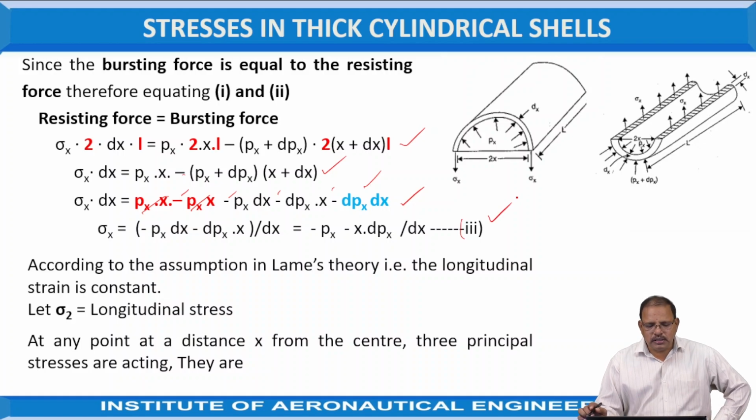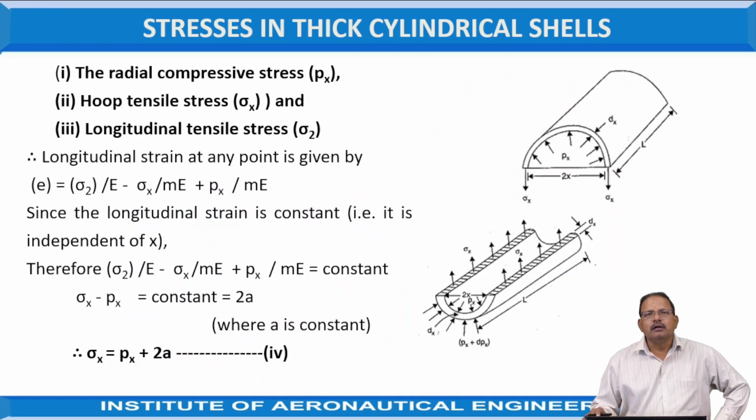According to the assumptions of Lame's theorem, the longitudinal stress remains constant across the length, that is, the thickness. Hence it can be written that at any point at a distance of x from the center, the three principal stresses are acting. Already we considered these three: radial, hoop, as well as longitudinal. The longitudinal strain at any point is given by considering the effect of the radial as well as the hoop stress. This comes under lateral strains now.